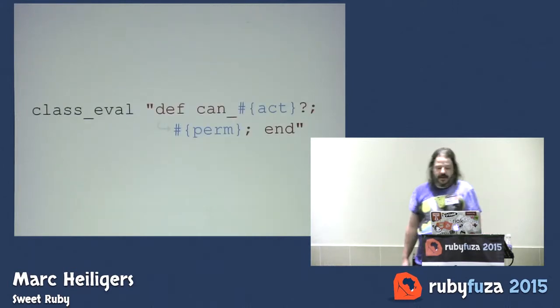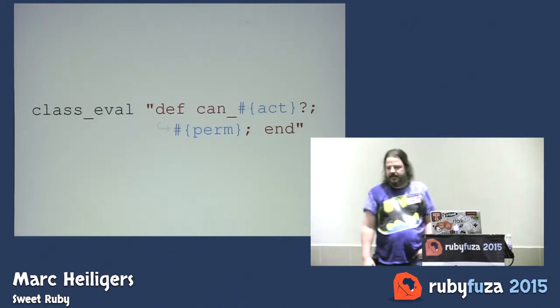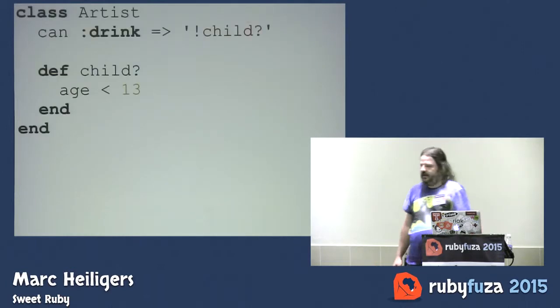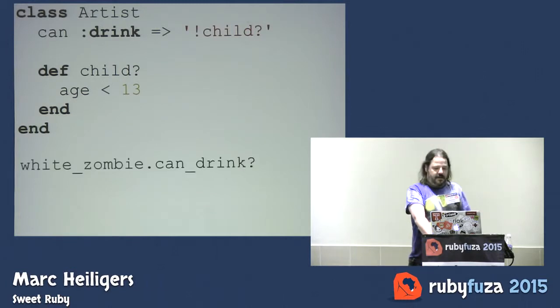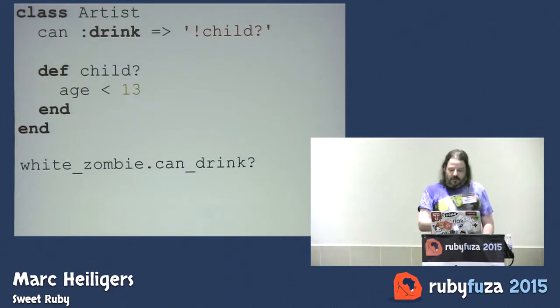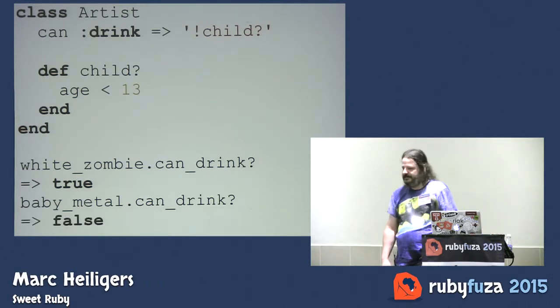If we look here again, we see that we're actually interpolating the permission into the method that's defined, which means we can pass code. And if we had an age method or an age attribute, then WhiteZombie could drink, but maybe BabyMetal can't.